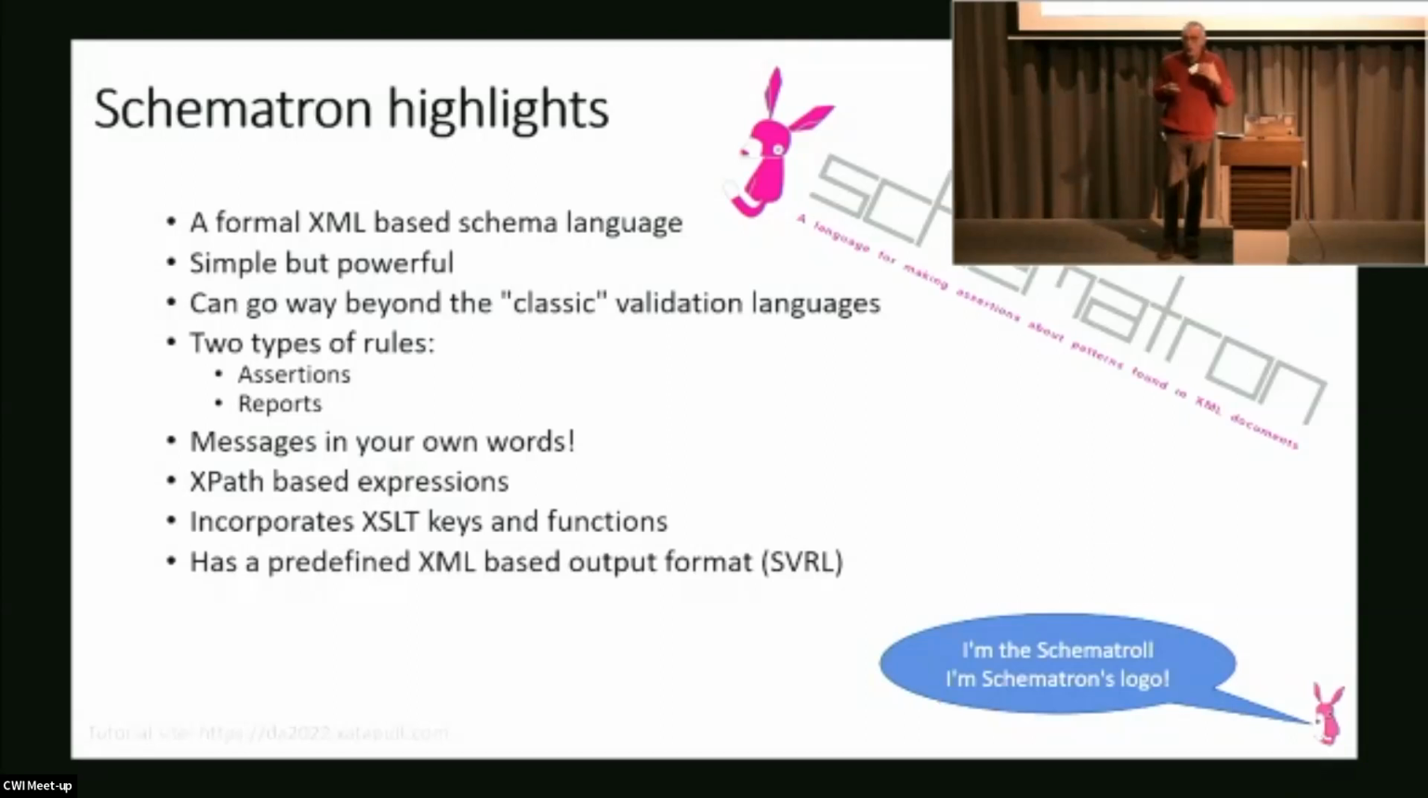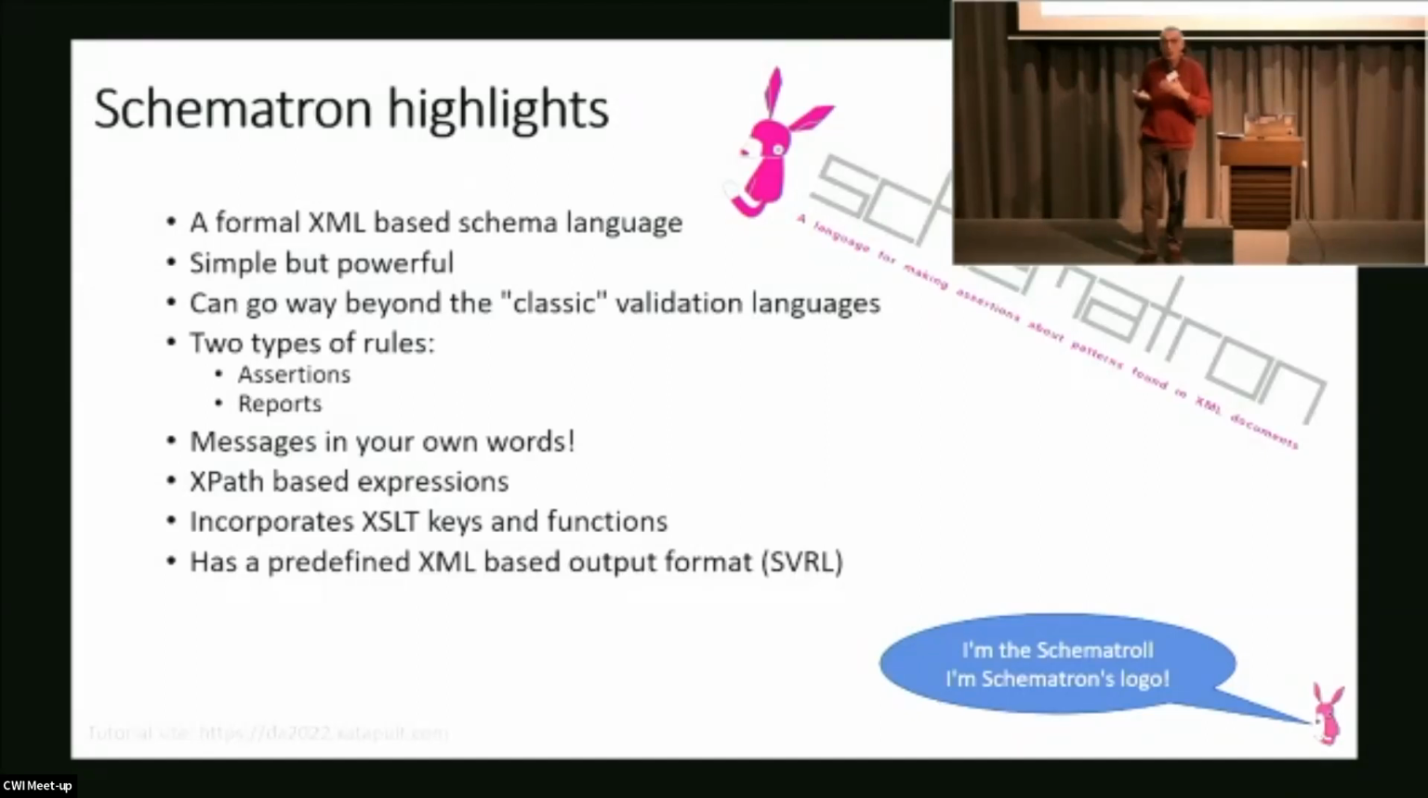Another highlight of Schematron is that it has a predefined output format called SVRL. I'll show you a bit of SVRL later. SVRL stands for Schematron Validation Reporting Language. It's an XML format which just tells you what the Schematron processor did. That's very useful because you can use it in a tool chain, for instance, to create a custom report. So you're not bound to how the Schematron processor throws it at you in a normal way.